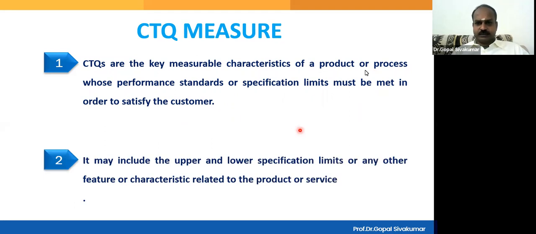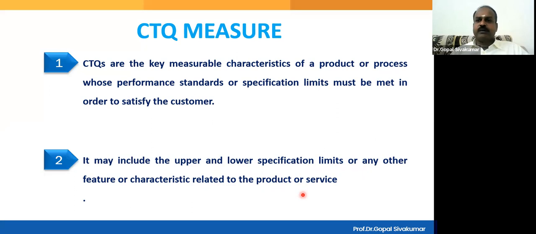Generally, the CTQ measure will include the tolerable limits. We call them specification limits. You will have an upper specification limit and also a lower specification limit. In addition to the specification limit, if there is any other feature or characteristic related to the product or service that needs to be monitored or measured, that can also be included, right? This is called a CTQ measure because the Six Sigma project is optimizing the Y by optimizing the X.